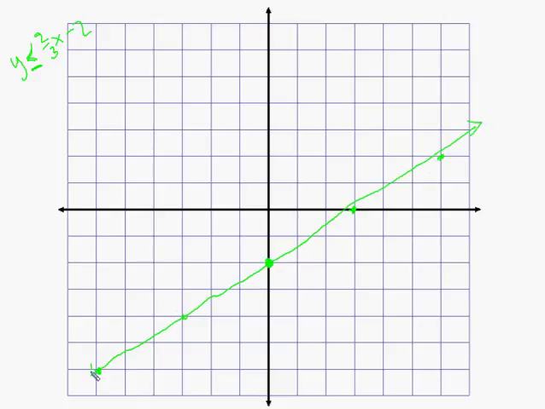And now do I shade above or below this line? Below. Below because it's less. So I just lightly with my pencil do this. That's below that line.